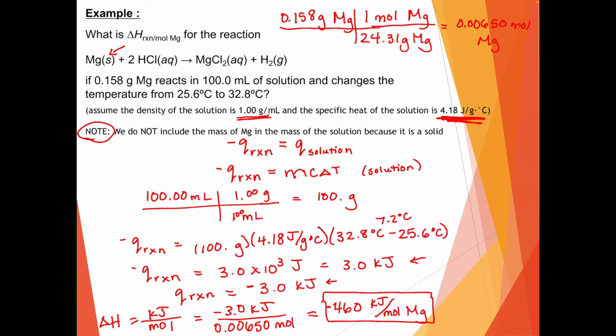Oops, and it appears I've dropped a negative. This will be negative 460 kilojoules per mole. Always check the sign of that delta H value. If you know it's supposed to be exothermic, make sure your answer ended up negative, which I just did. If you know it's supposed to be endothermic, make sure your answer ends up positive.